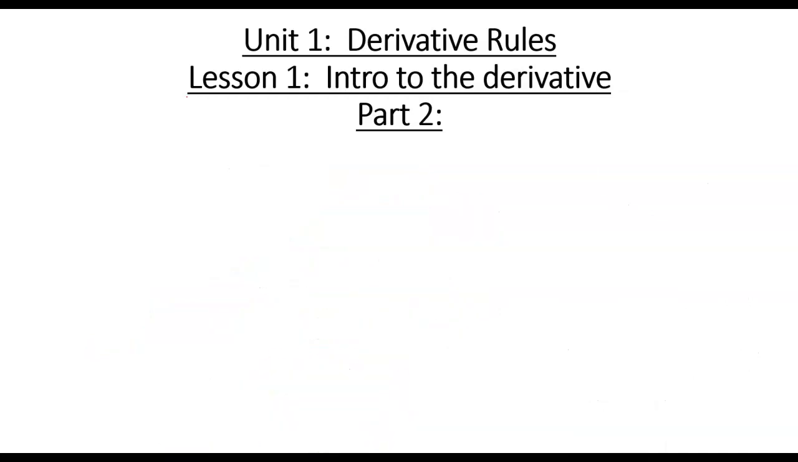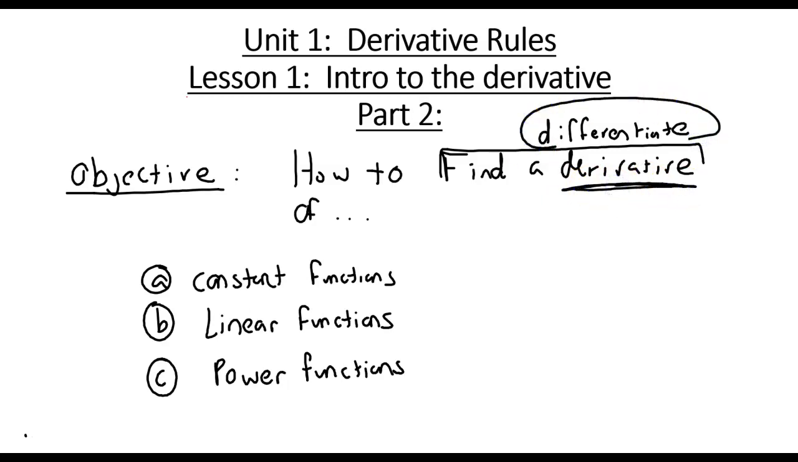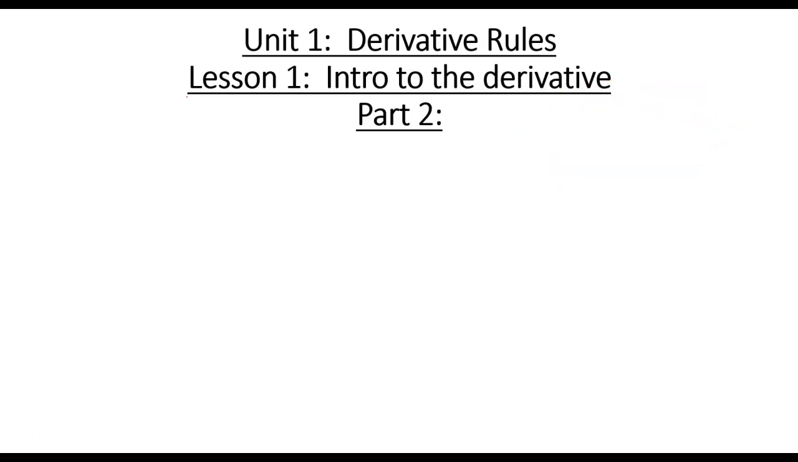Well, that's today's topic. So today's objective is how to find the derivative of three types of functions: constant functions, linear functions, and power functions. Now, another way I could have said this objective is, instead of how to find a derivative, I could have said how to differentiate constant functions, linear functions, and power functions. So that's just some vocabulary for you. This is a noun. A derivative is a thing. Differentiate is a verb. It's finding the derivative. So that being said, let's go ahead and begin.